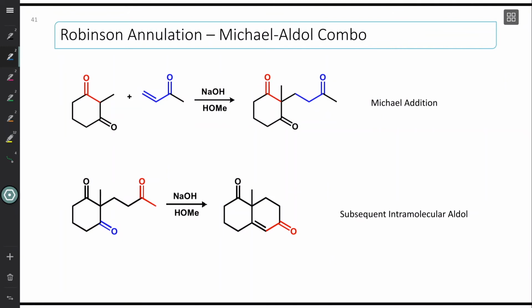All right, the Robinson annulation is really cool. It's really just a combo Michael addition and then an intramolecular aldol reaction. This is called a cascade reaction.